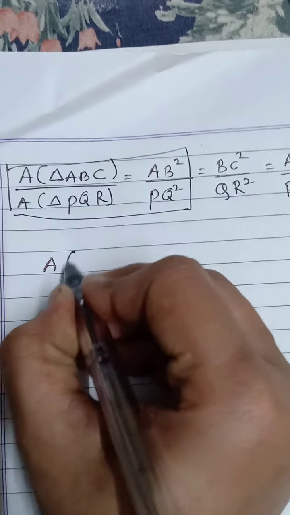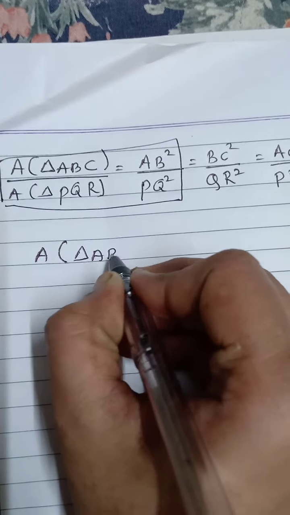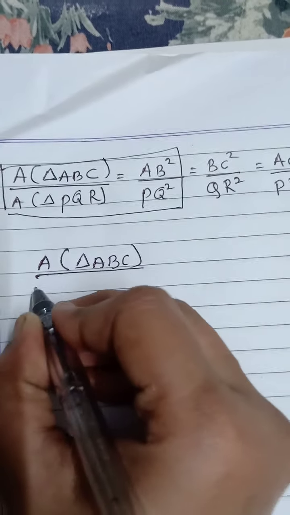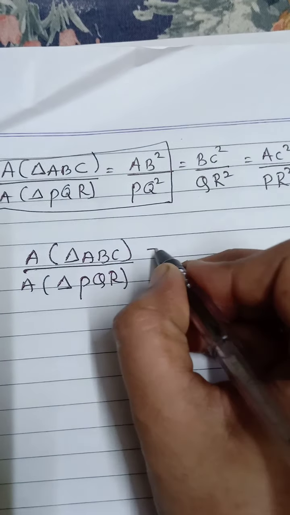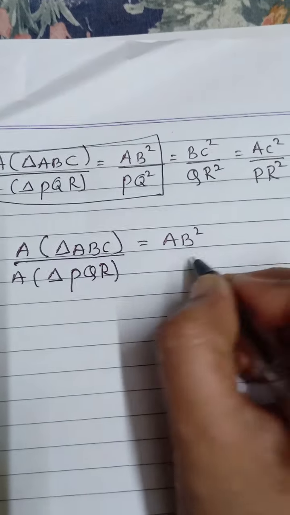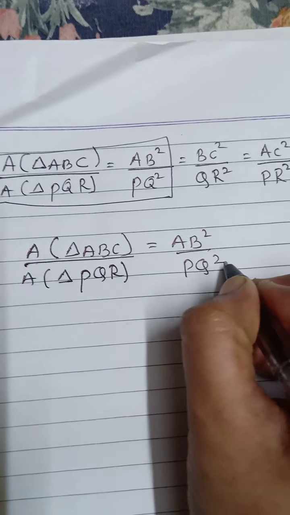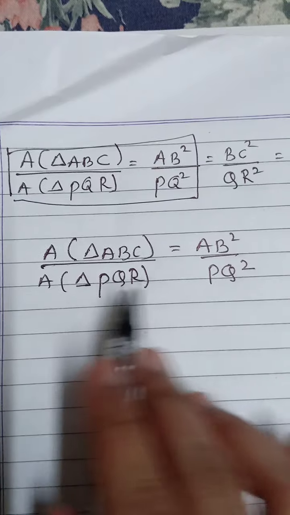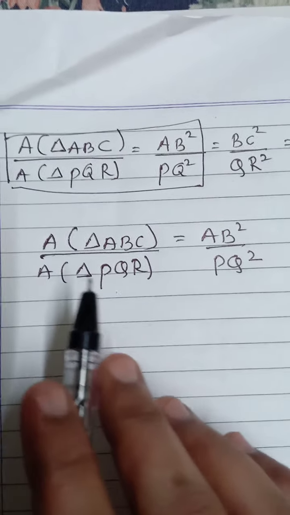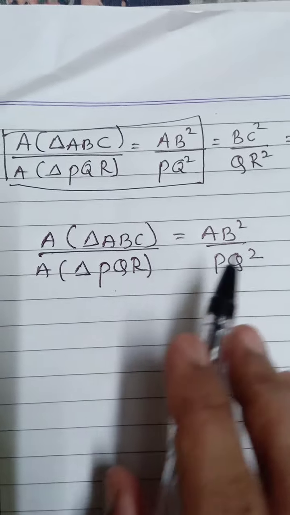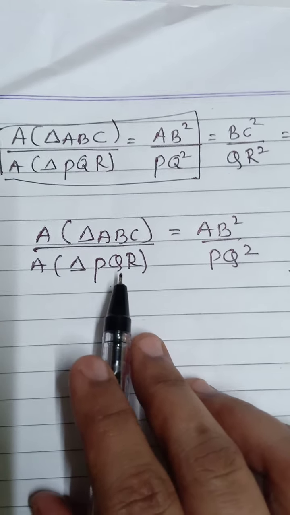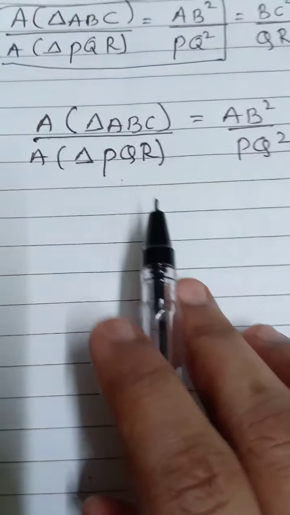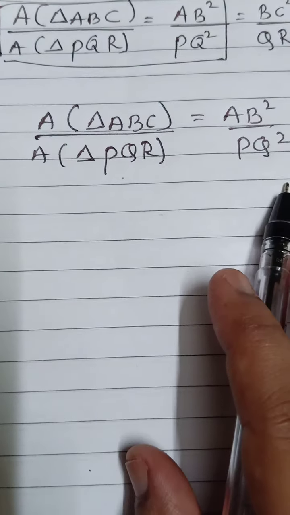Now for example, I am taking only the first ratio. So I will take the area of triangle ABC upon area of triangle PQR is equal to AB square upon PQ square. We can take these two only when the figure is given to us or the naming of the triangle is given to us. But whenever the figure is not given, then how we can write its general form, we will see.